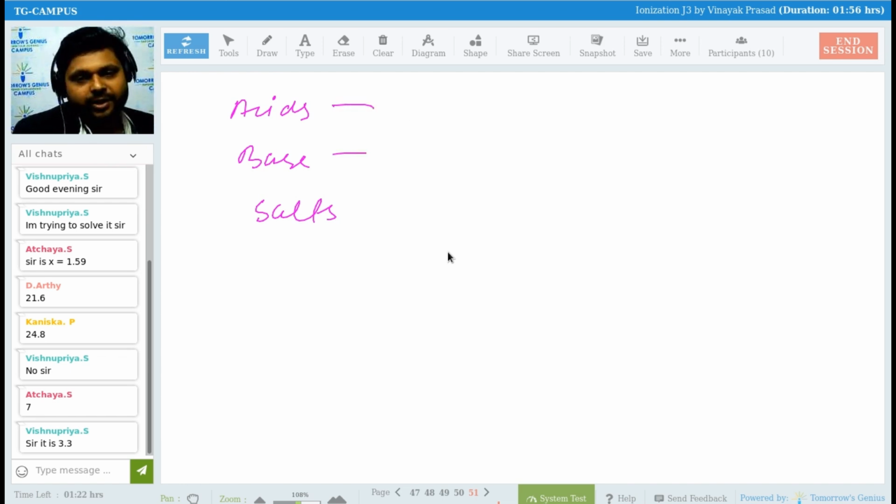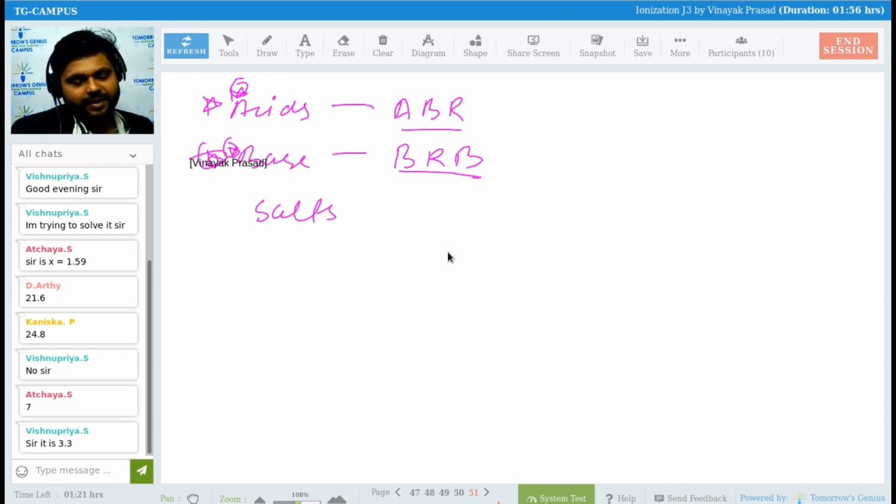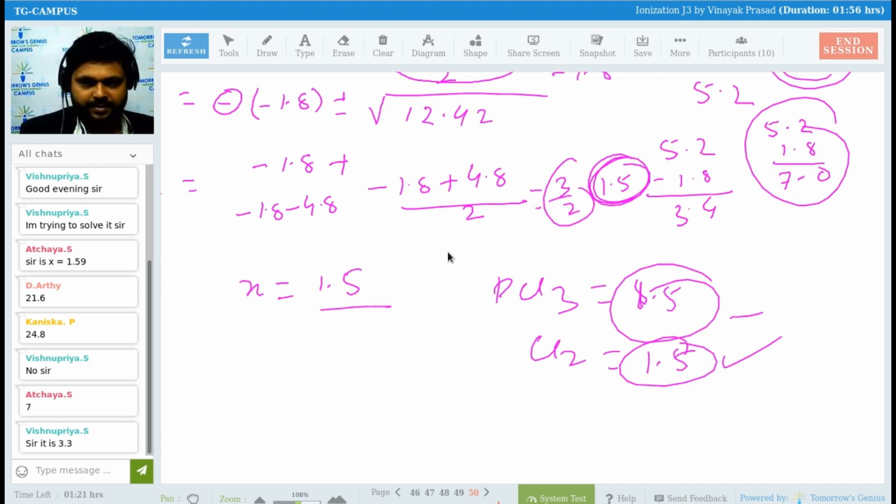Guys, in my time, this is how I used to remember these things: ABR. There is a property that acid turns blue litmus into red. And BRB: base turns red litmus into blue. Is it okay? So ABR and BRB. Is there any problem? Will you be able to remember now what acids are and what bases are? Will there be any problem? No? Okay, fine.